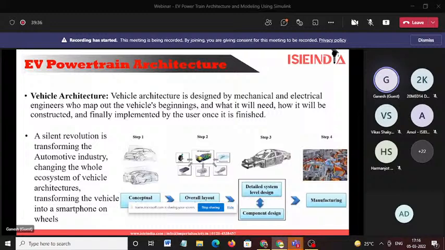When you are going to design or develop a vehicle, the first thing is vehicle architecture, where all the engineers sit together, whether mechanical or electrical, even the design engineers, and they make a concept. Otherwise the electrical person and the mechanical person don't know the motor specification and all those things.